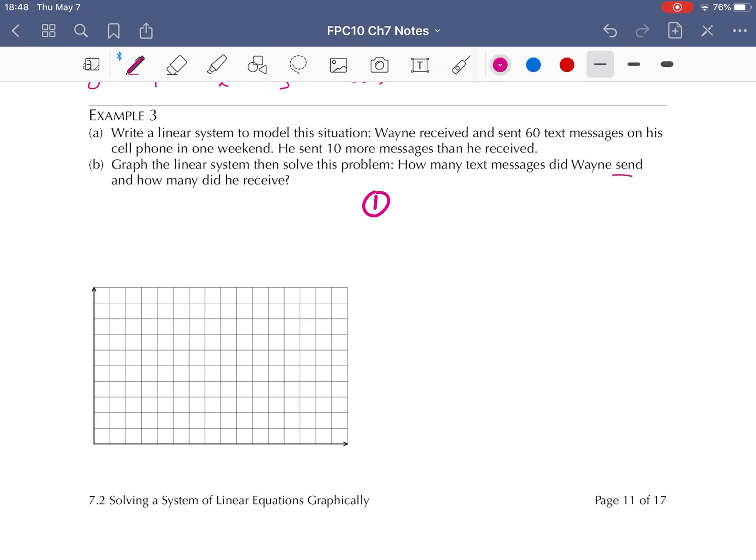So how many did he send and how many did he receive? S is equal to the number of texts sent, and R is equal to the number of texts received.